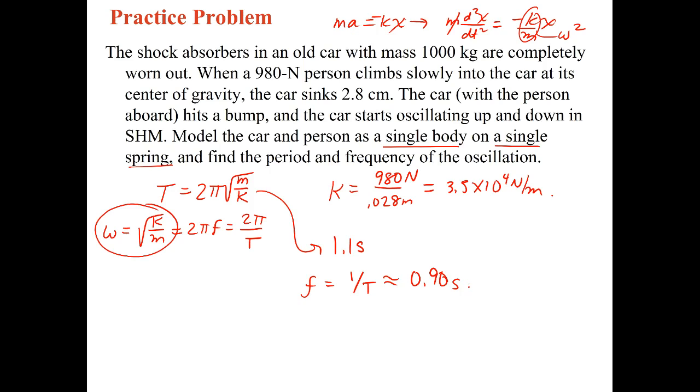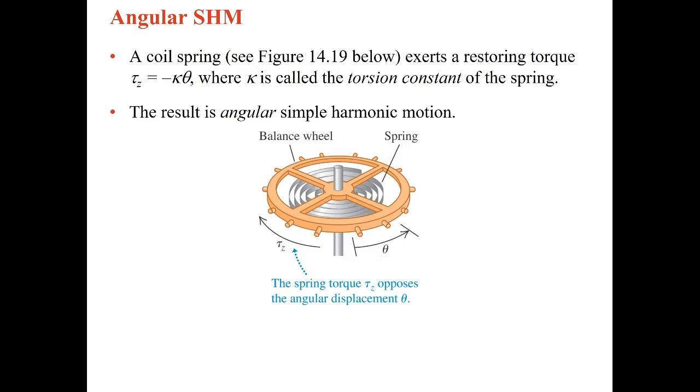Okay, next time we're actually going to talk about angular simple harmonic motion, and actually we're going to talk about it very quickly. Angular simple harmonic motion, you don't see this too often, but this is where you have a restoring torque, not a restoring force. So this is F equals negative k delta x, but we have theta instead of x, and we have torque instead of F. Now kappa here is the torsional constant of the spring, and basically kappa would be equal to torque divided by angle.